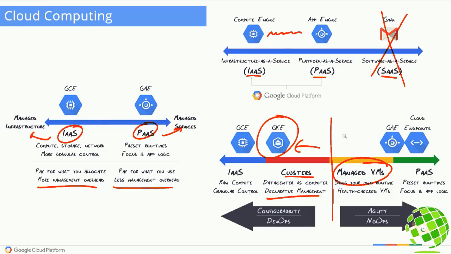We also have things like managed VMs, which is in the middle, but still more towards the platform as a service side of the spectrum. This is what allows us to have a little bit more control over the runtimes. So if you're an App Engine user and you wanted some of those Compute Engine features, that's kind of managed VMs, the best of both worlds. And on the extreme end of the platform as a service spectrum, we have cloud endpoints, which is essentially a way of building our own web service in the cloud and exposing functionality or data through an endpoint.